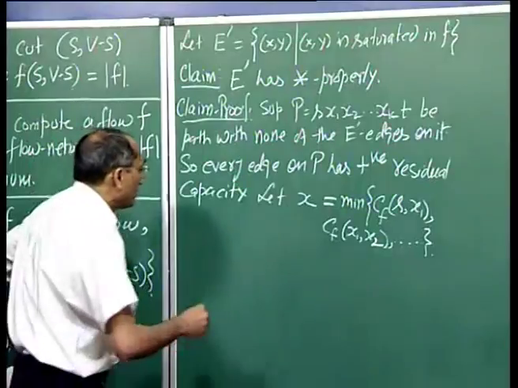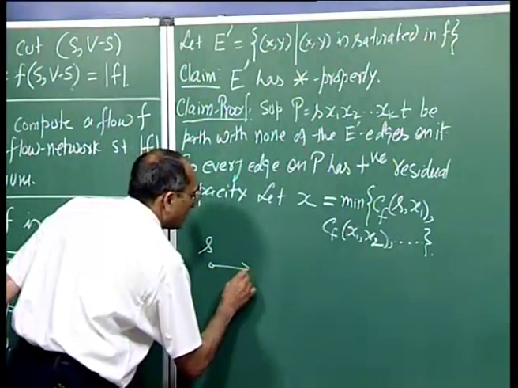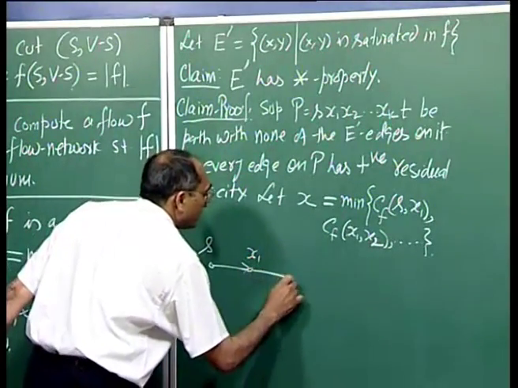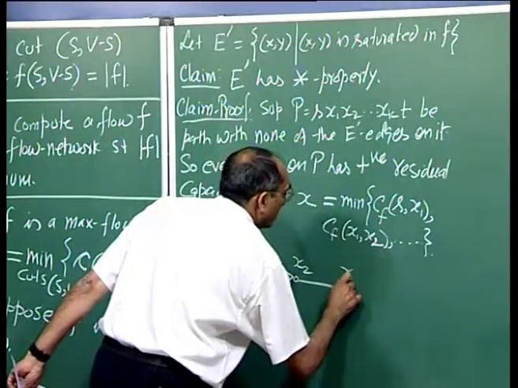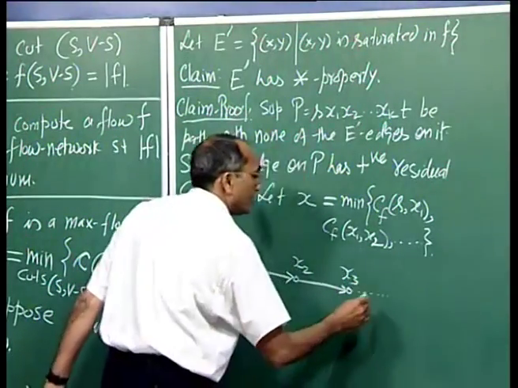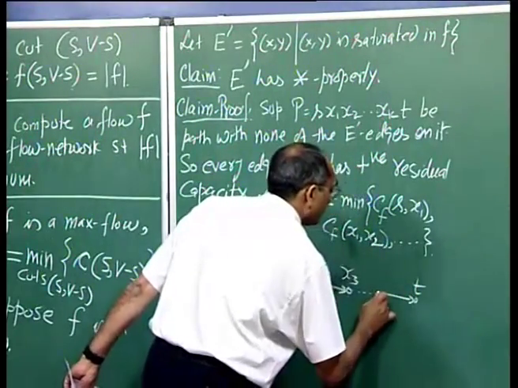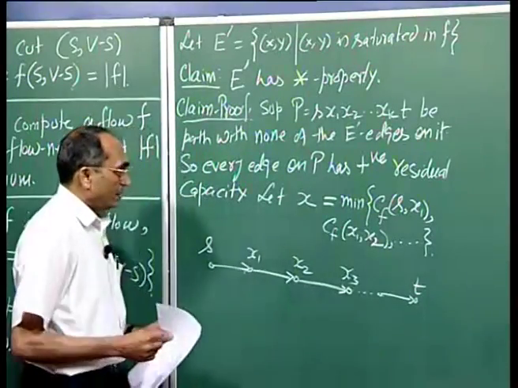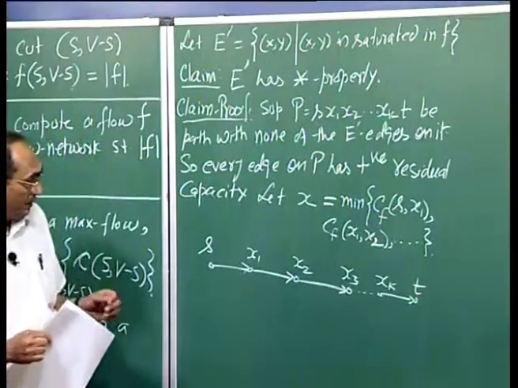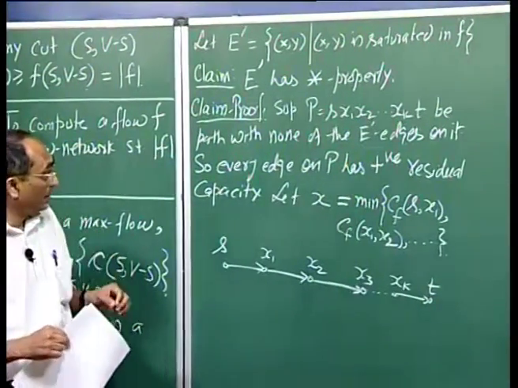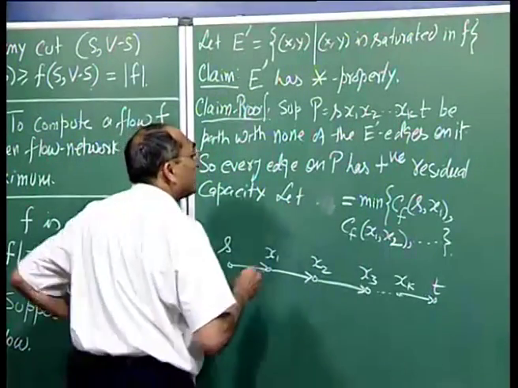and so on. Now you can visualize this as, here is S, we have x1, x2, x3 and so on, finally it reaches T. This is xk. Maybe we should use some other symbol for this. Let us say this is some alpha.